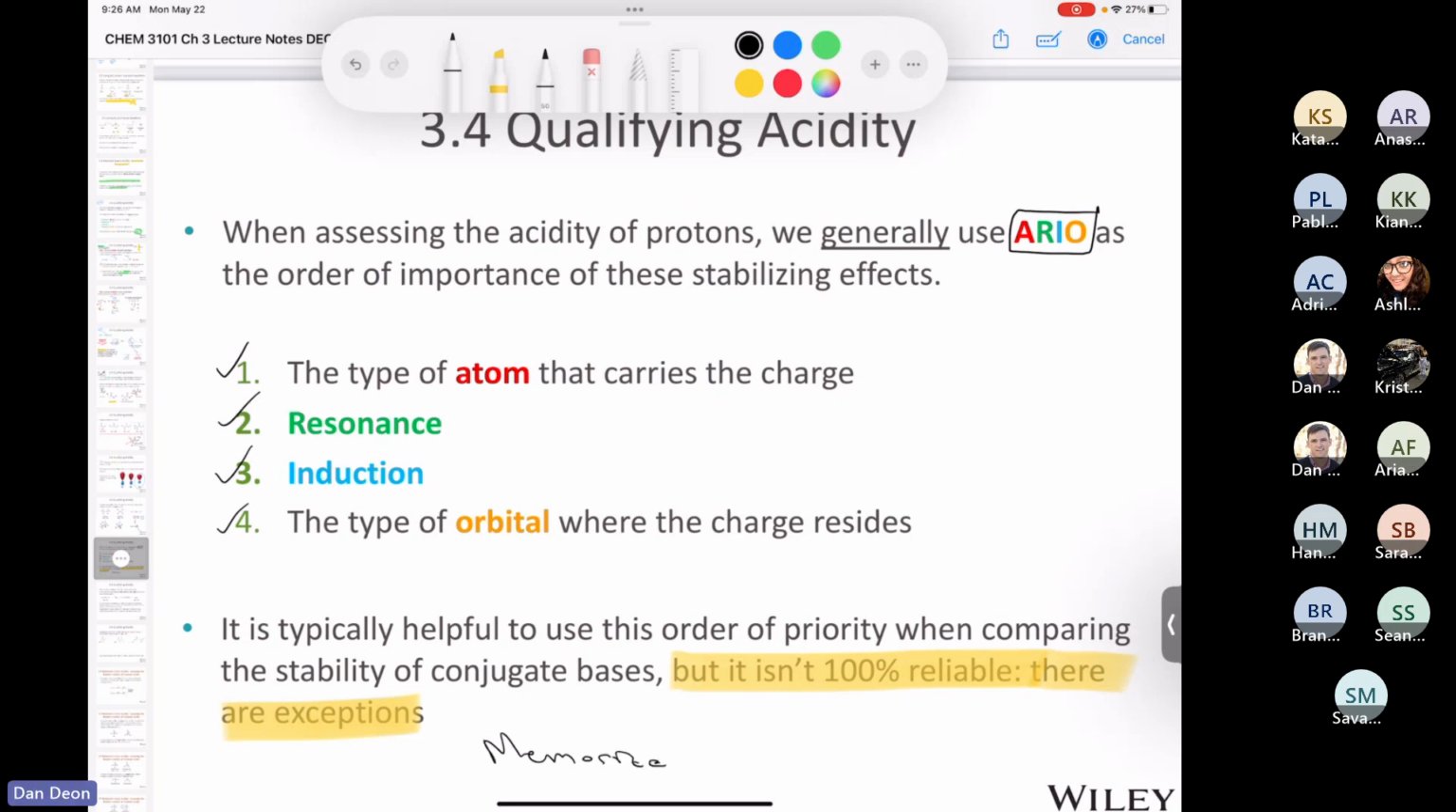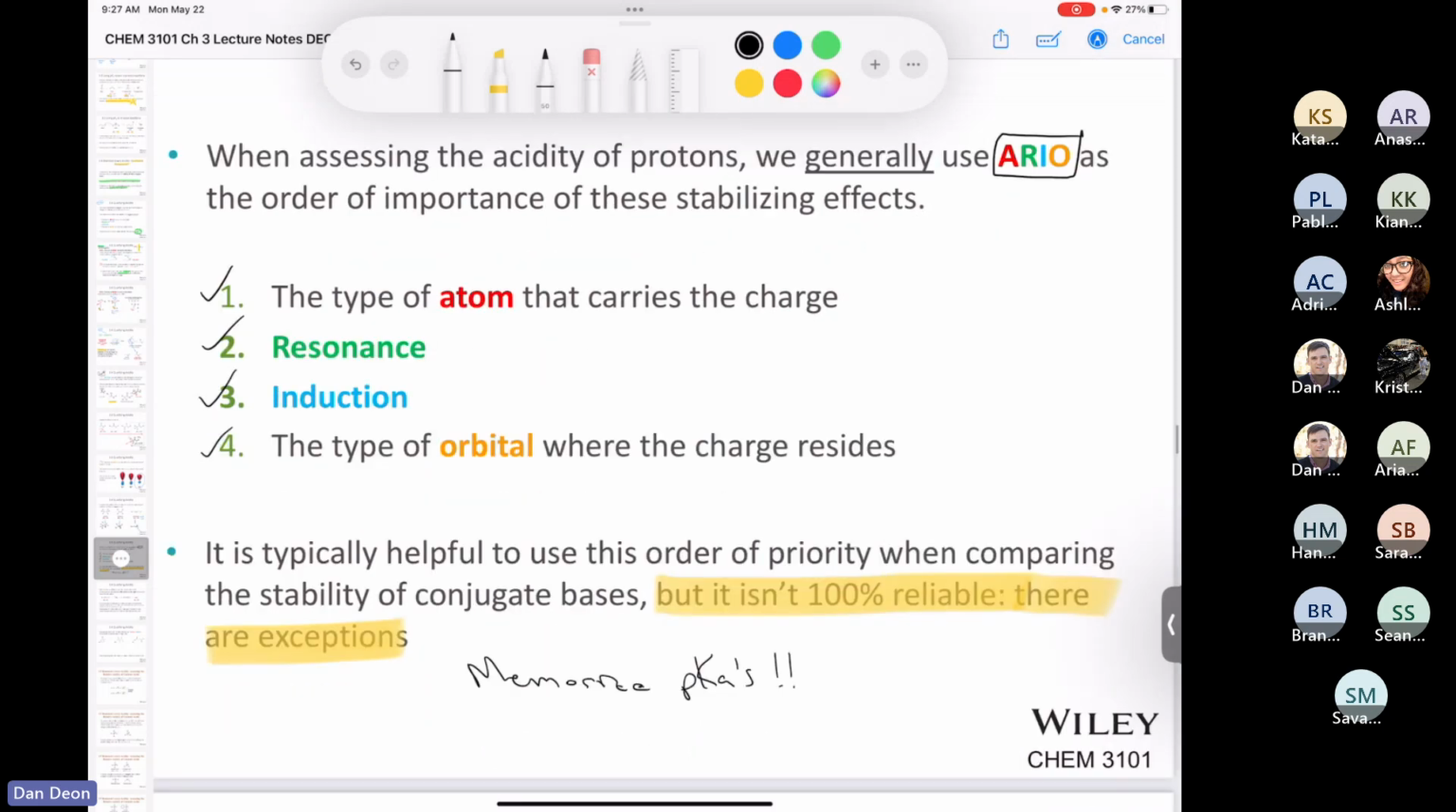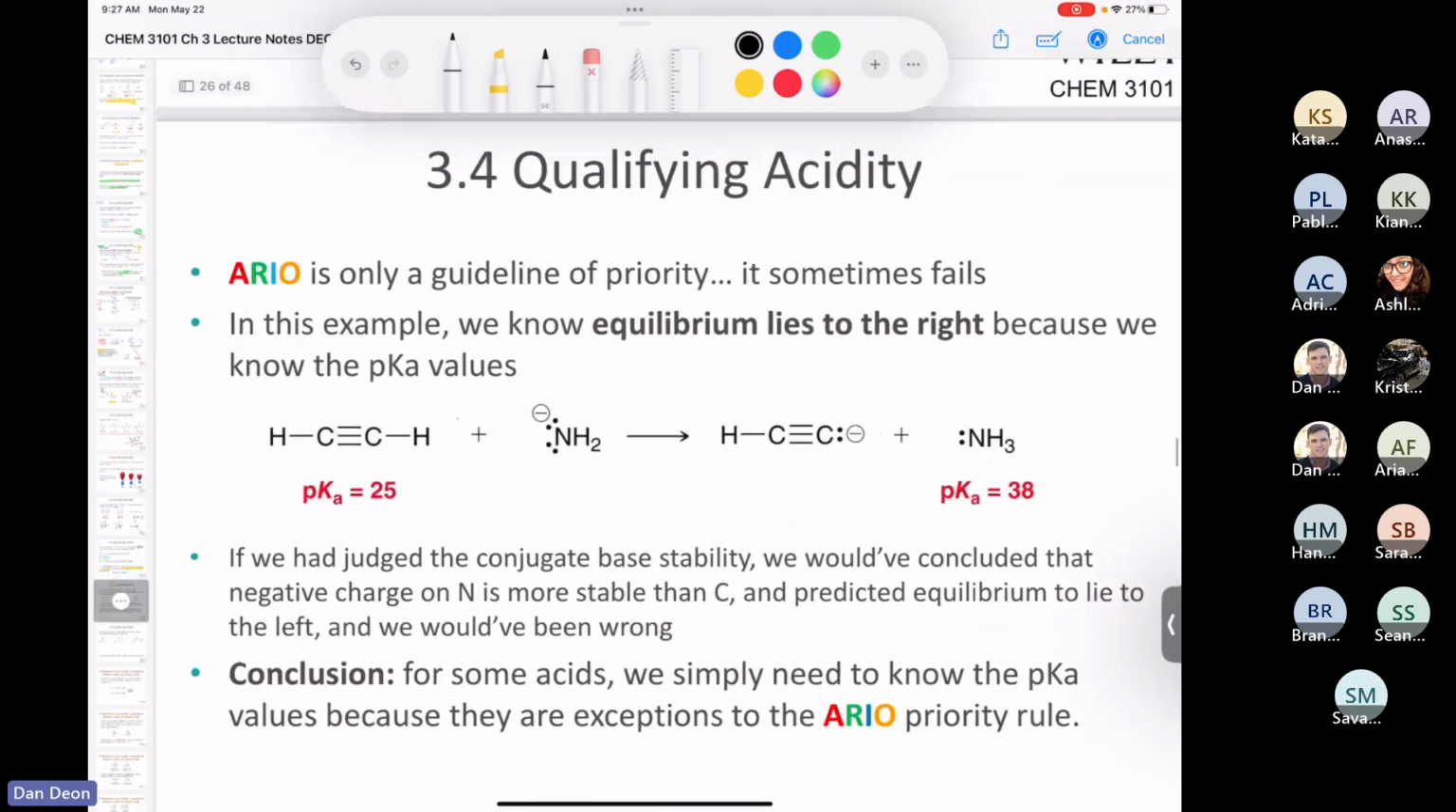If you memorize pKa's, you can never go wrong with the pKa, my friend. You can never lose. If you have the pKa value, you can always use that. That's an ace up your sleeve, okay? So memorizing pKa values is the best thing you can do. And as far as ARIO goes, like I said, there are some exceptions, but there's only one exception that you need to know, okay? And the exception is this one right here.